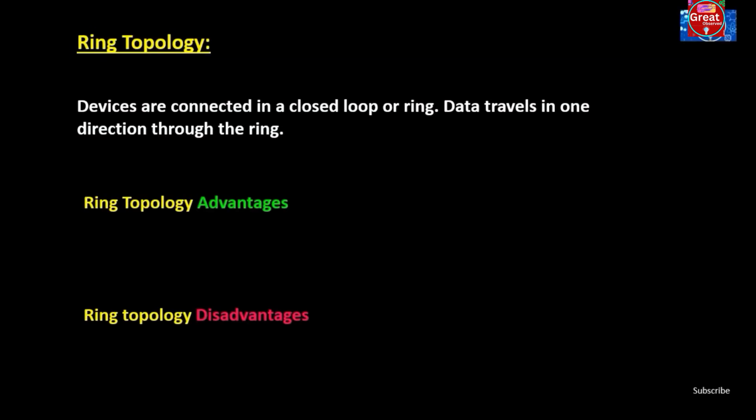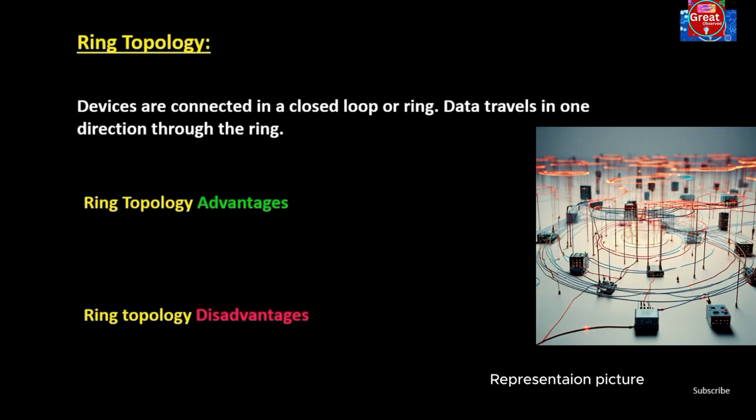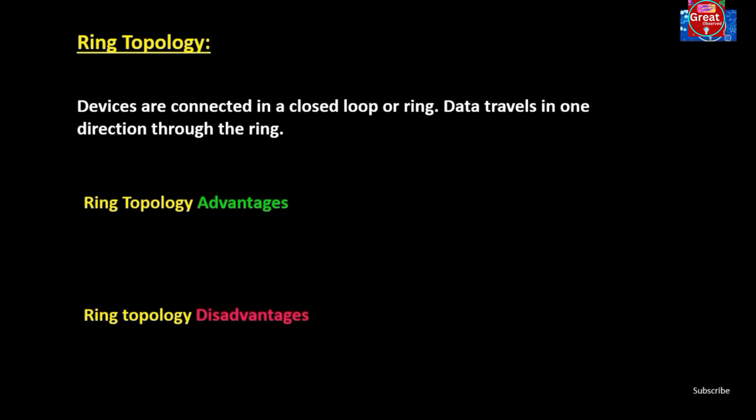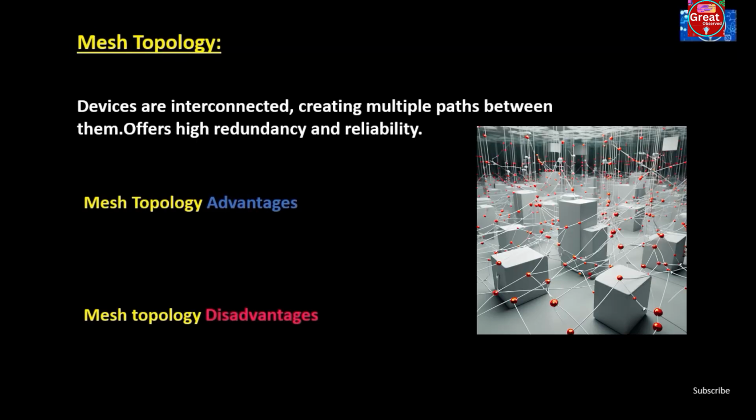Ring topology limitations or disadvantages. A ring topology has drawbacks, including the potential for network disruption if any device or connection in the ring fails. Troubleshooting can be challenging since the failure of one device affects the entire network. Expanding or modifying the network can also be complex, and overall performance may decline as more devices are added to the ring.